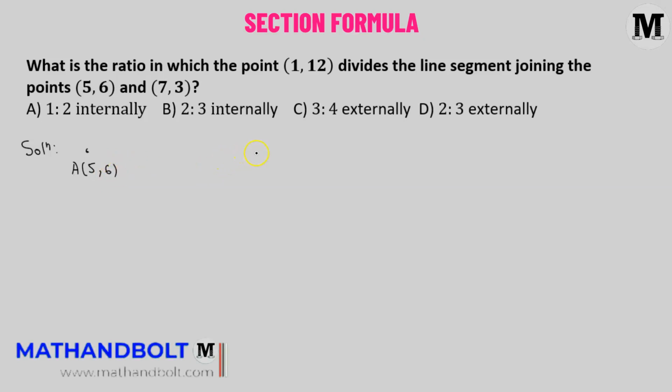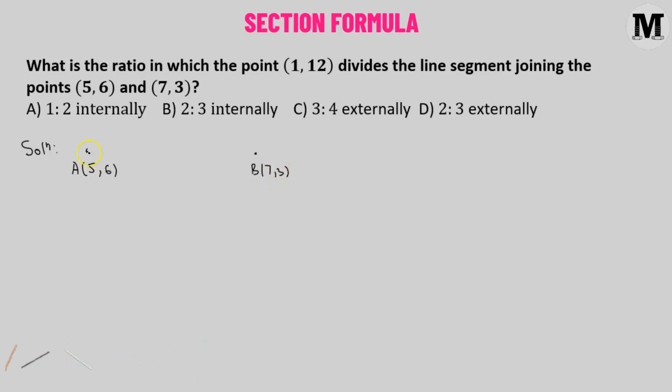And then we have another point B. So B has the coordinates (7, 3). Now we're going to join the two points with the help of a straight line. Now AB is a straight line. We'll suppose that there is another point C, and C has the coordinates (1, 12).